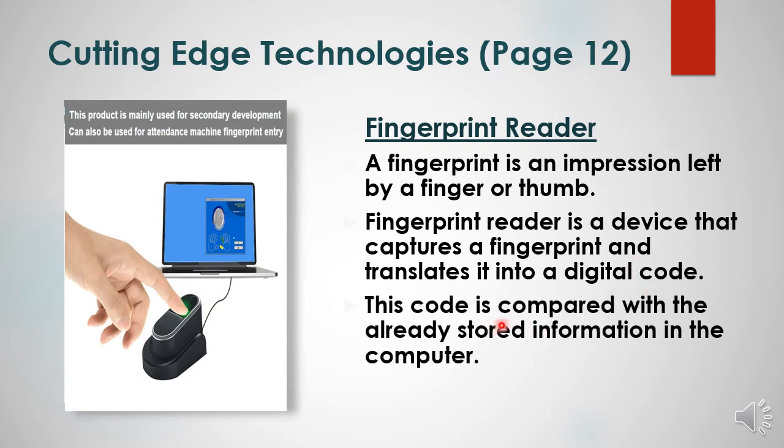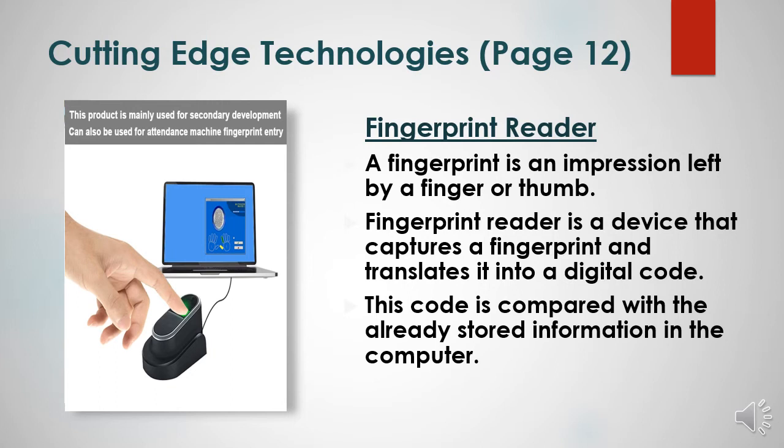This code is compared with the already stored information in the computer. Dear students, we have seen fingerprint scanners in a lot of devices these days, including mobile phones. Secret codes are a great way to keep things private and safe. Human beings are lucky because every single person alive has a totally unique secret code on their fingers.